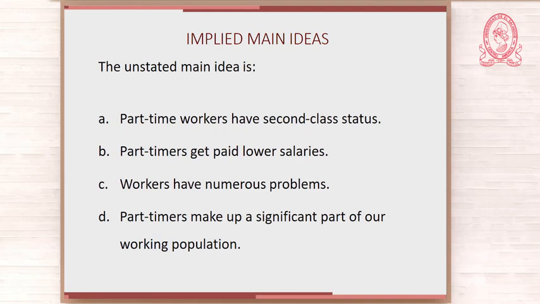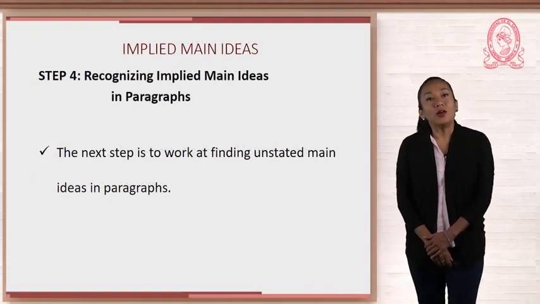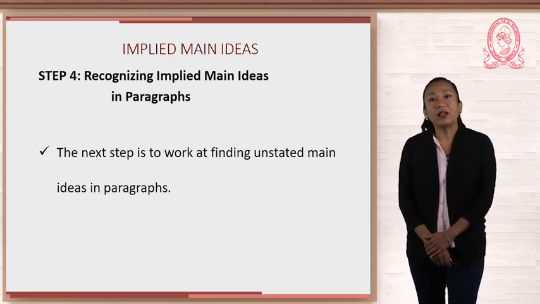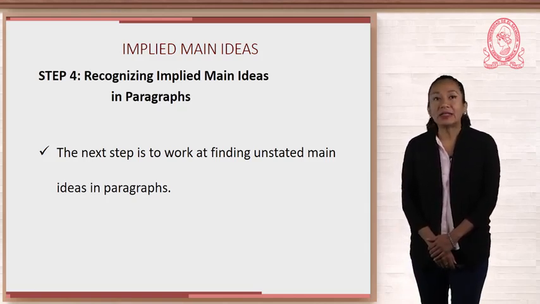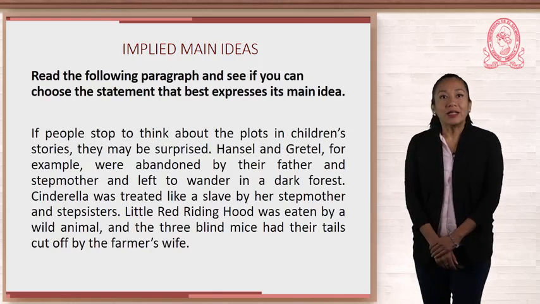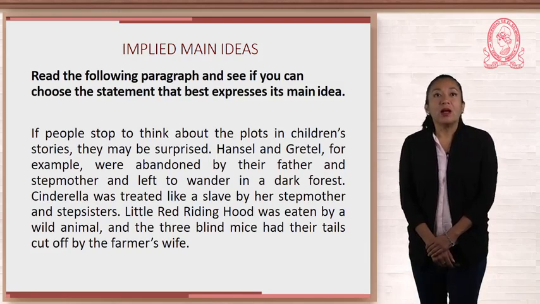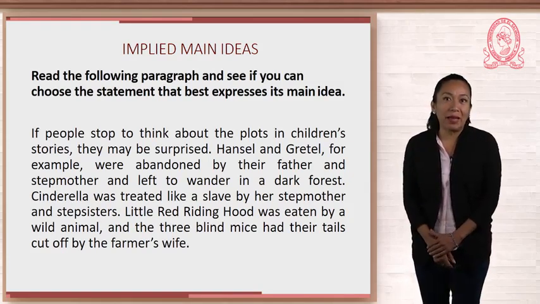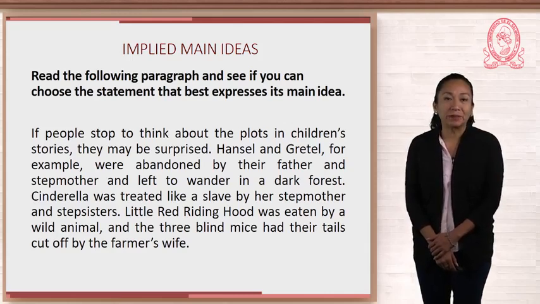The unstated main idea is letter A, because each of the 4 statements tells about a disadvantage of being a part-time worker. According to Langan, the next step, number 4, is to work at finding unstated main ideas in paragraphs. He suggests the following example to practice step 4. Read the following paragraph and see if you can choose the statement that best expresses its main idea.